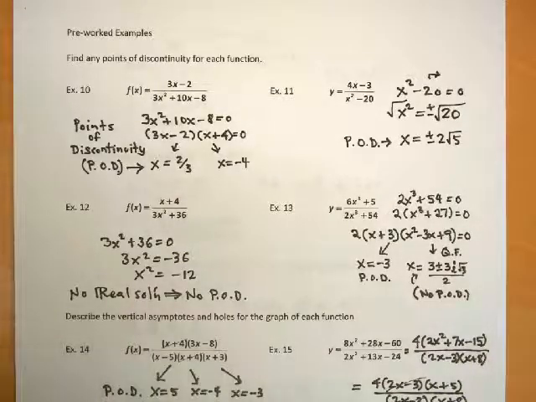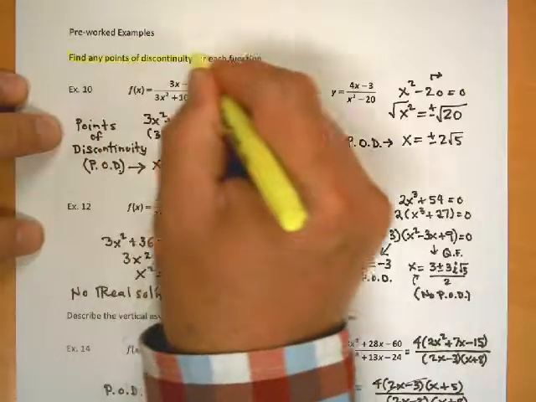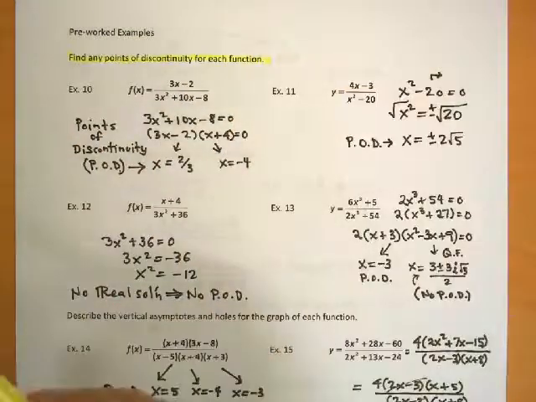Okay, this is the continuation of the notes for Algebra 2, Section 9.3. In this section, I've got a bunch of pre-worked examples that help you with the homework. So pay special attention to the instructions. These instructions will match some of the instructions maybe in your homework.